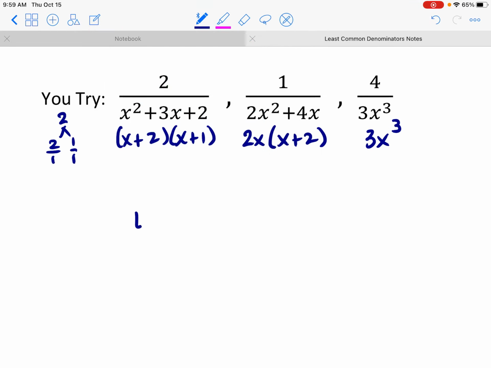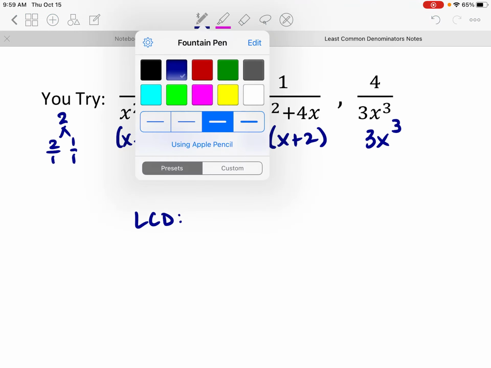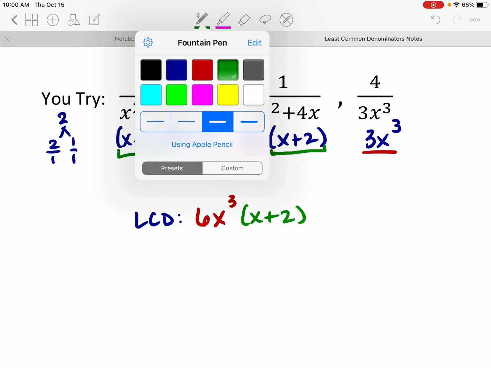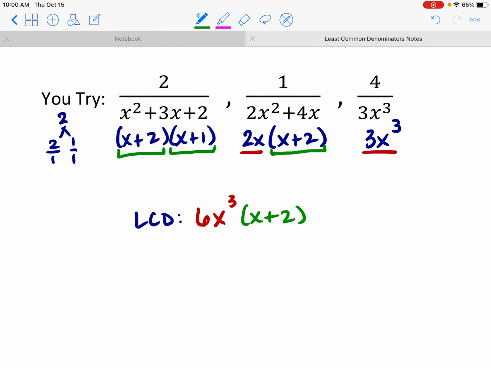So the least common denominator is going to take into account these singles first. Smallest number 2 and 3 go into is going to be 6. And then between the x to the first and x to the third, I need to keep the x to the third, the larger exponent. And then one of each binomial. So I see these x plus 2's, which means I have to have an x plus 2 here. And I see this x plus 1, which means I need an x plus 1. And we're good. Okay?